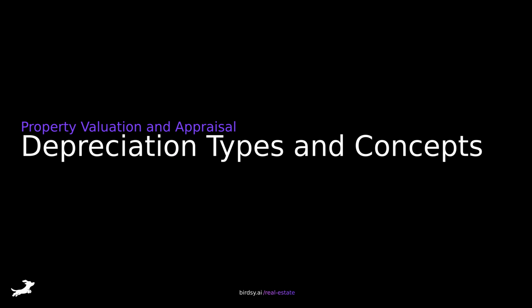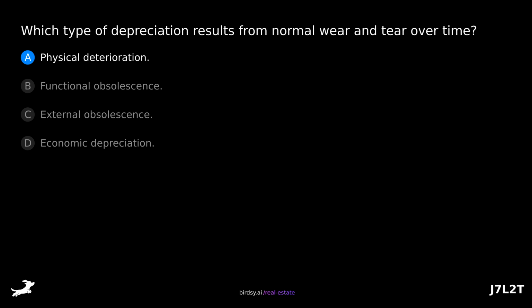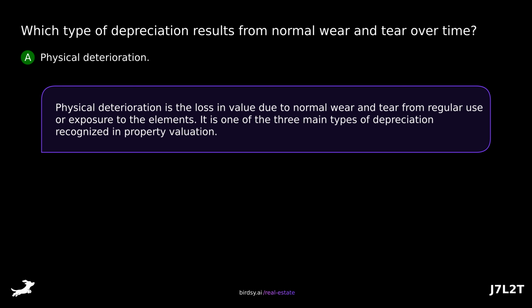Depreciation types and concepts. Which type of depreciation results from normal wear and tear over time? Is it A, physical deterioration, B, functional obsolescence, C, external obsolescence, or D, economic depreciation? The correct answer is A, physical deterioration. Physical deterioration is the loss in value due to normal wear and tear from regular use or exposure to the elements. It is one of the three main types of depreciation recognized in property valuation.